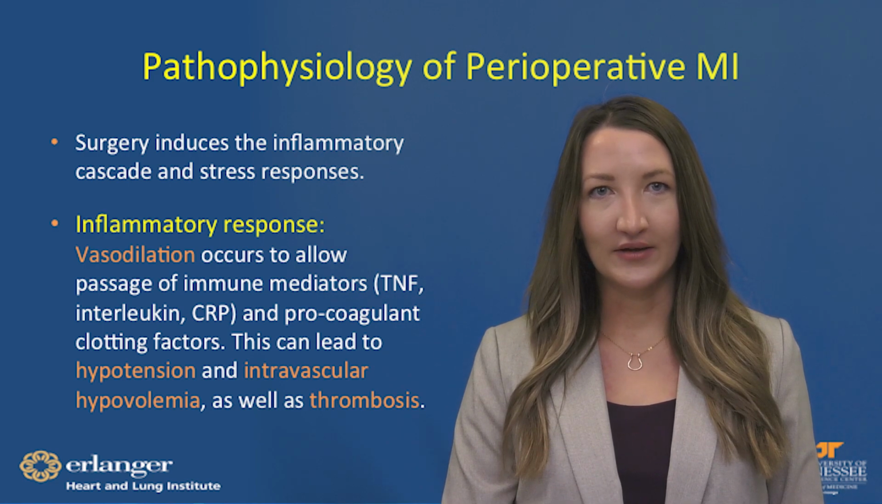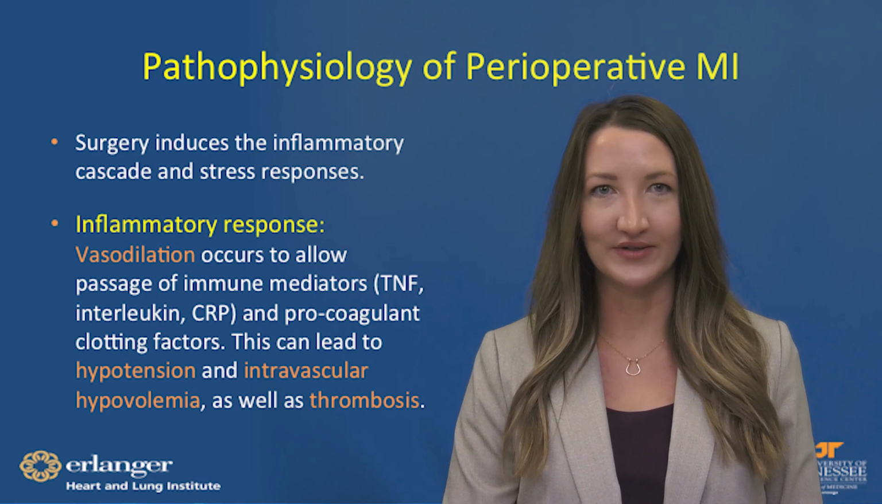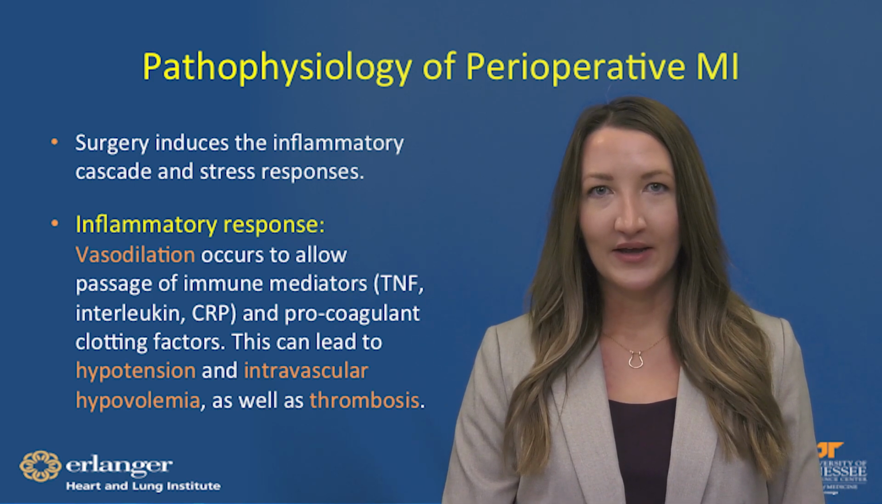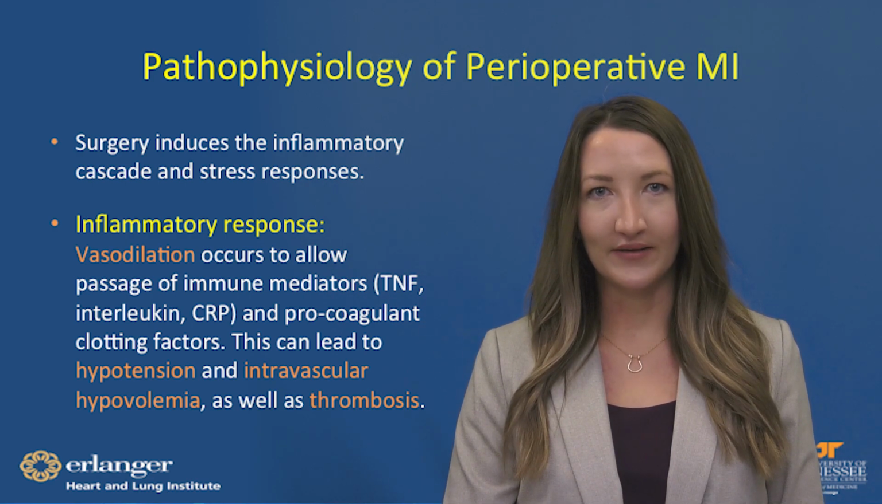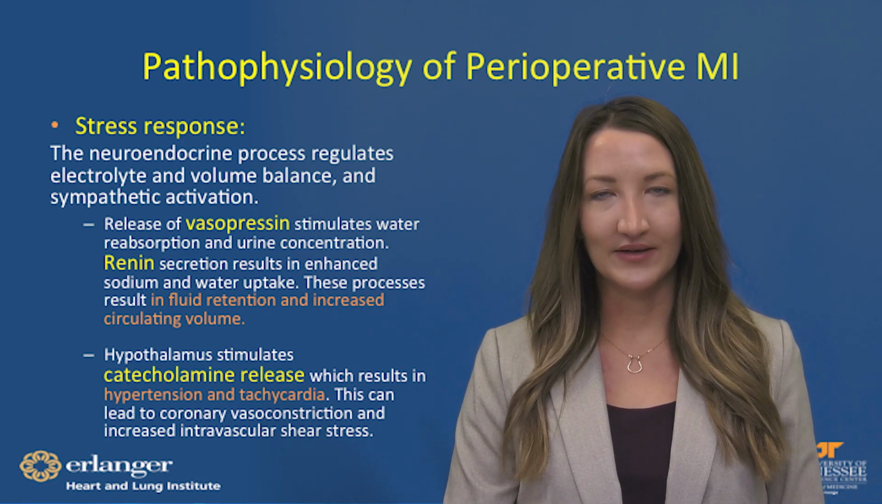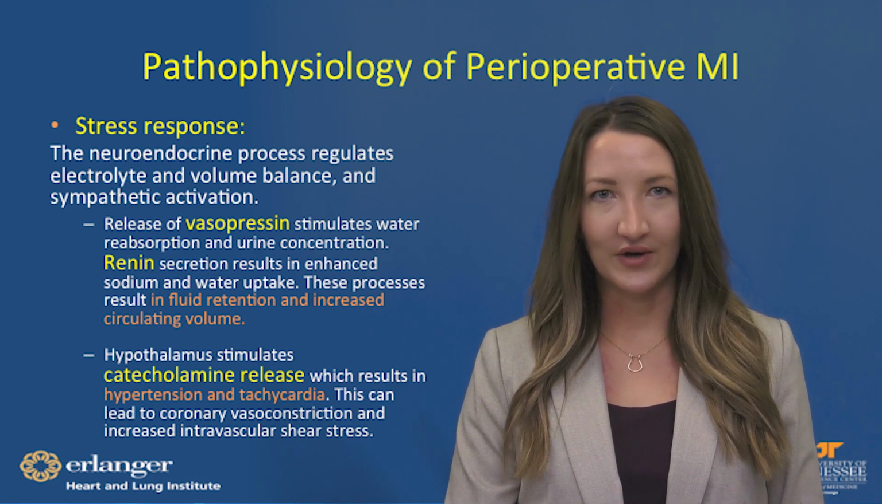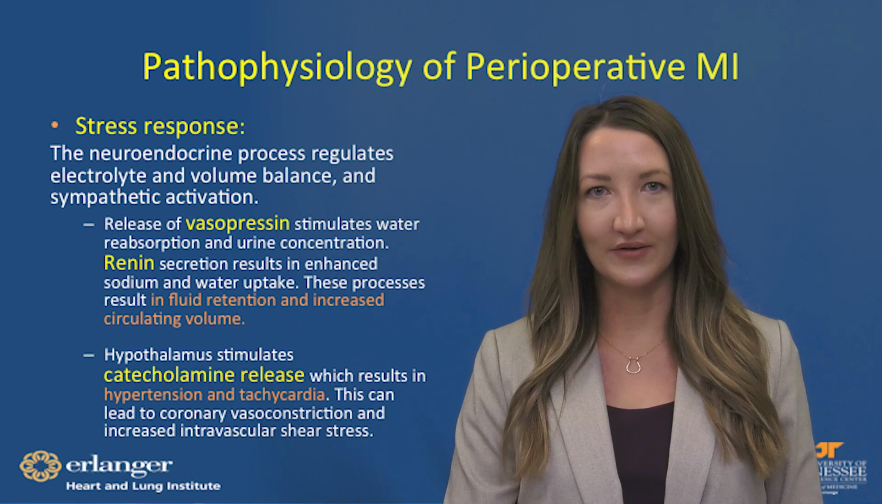Surgery is a controlled trauma to the body, and it induces an inflammatory cascade and a stress response. The inflammatory cascade allows immune factors, factors for healing, and coagulation factors to perfuse through the body. It leads to vasodilation, and that can lead to hypotension and intravascular hypovolemia, as well as thrombosis. The stress response is a neuroendocrine process and leads to a catecholamine surge, and it allows for electrolyte retention and volume retention to counterbalance the other effects.